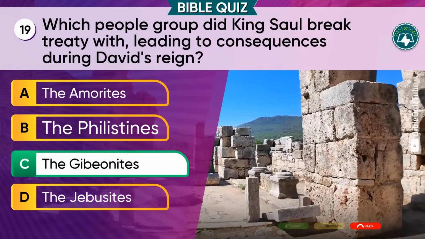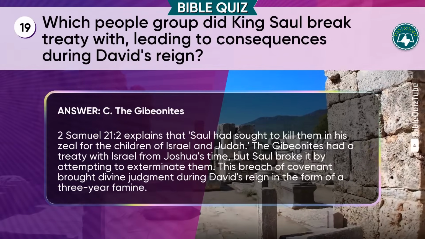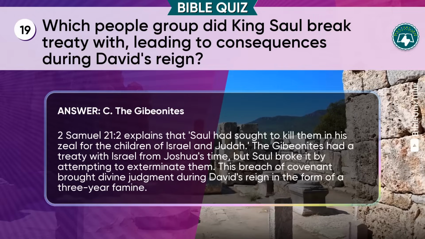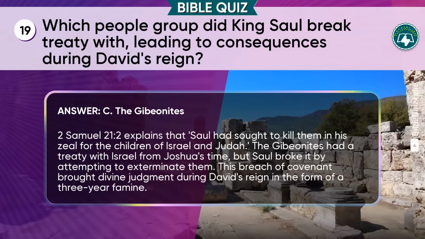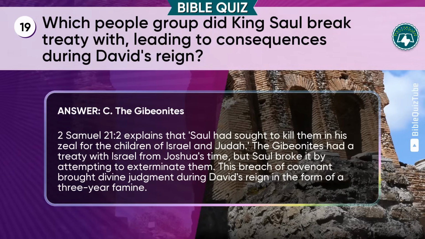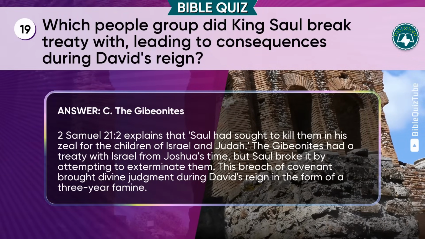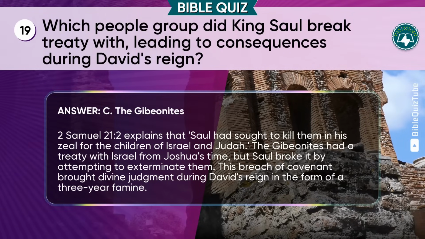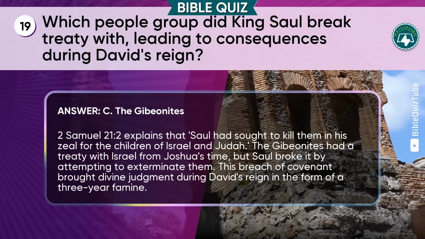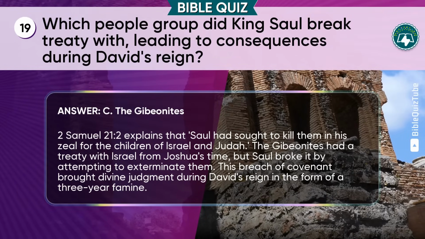Good job, C. The Gibeonites is correct. The explanation. 2 Samuel chapter 21 verse 2 explains that Saul had sought to kill them in his zeal for the children of Israel and Judah. The Gibeonites had a treaty with Israel from Joshua's time, but Saul broke it by attempting to exterminate them. This breach of covenant brought divine judgment during David's reign in the form of a 3-year famine.